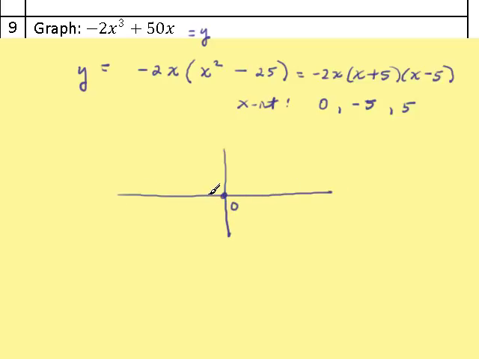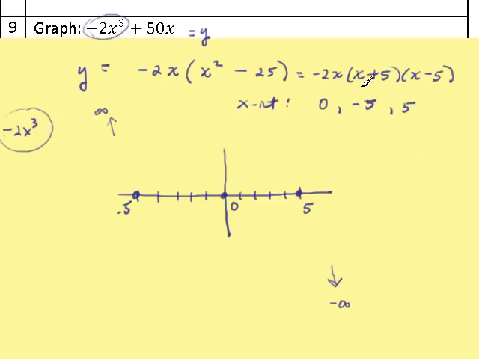So we're putting 0, minus 5, and 5. Now let's look at the end behavior. Here's the leading term, minus 2x cubed. As x goes to infinity, this is going to negative infinity because of this negative sign in front. So that would mean down on the right. And on the left, as x goes to minus infinity, this is heading towards minus infinity because of the odd exponent, and we have this minus in front. So it's going to go up to positive infinity on the left. So up on the left, down on the right.